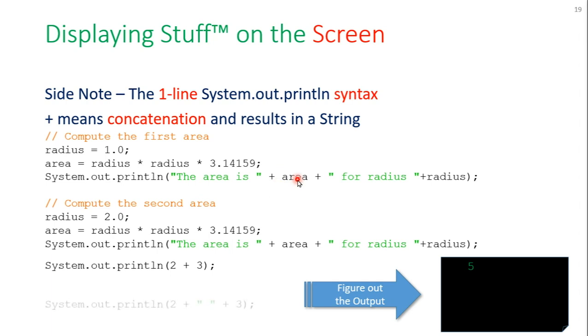So if I do things like, for example, 2 plus a space plus 3, what do you think the output is going to be on the screen? Take a second and try to guess.